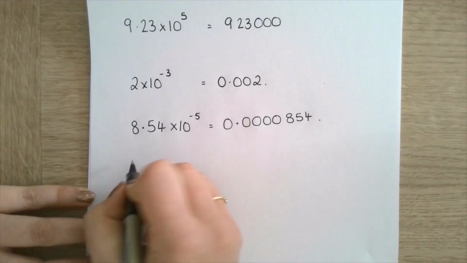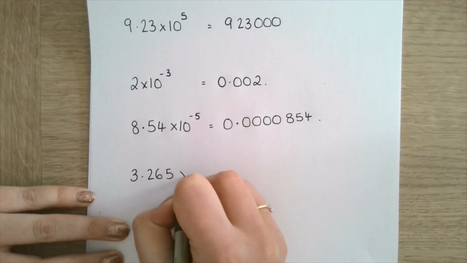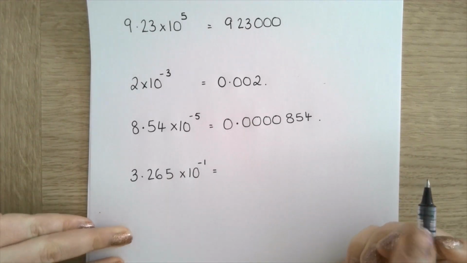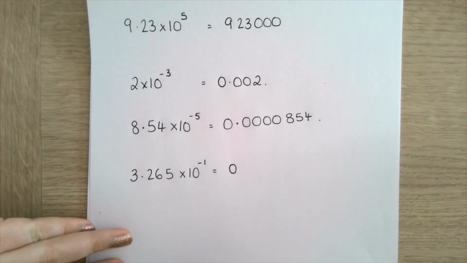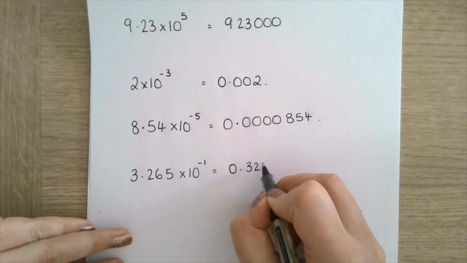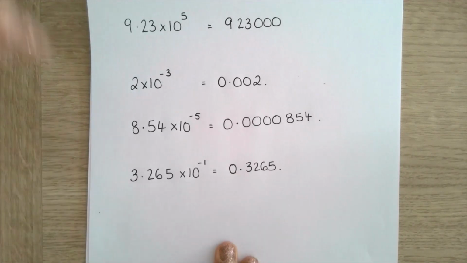Final one for you, 3.265 times 10 to the power of minus 1. Including the 0 before the decimal point, I only need 1 zero, and therefore my answer is 0.3265. So that's how we write numbers that are in standard form as ordinary numbers and ordinary numbers as standard form.